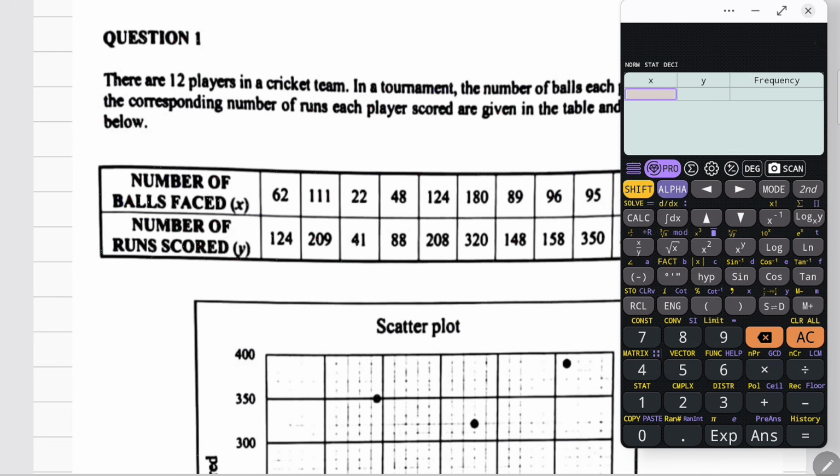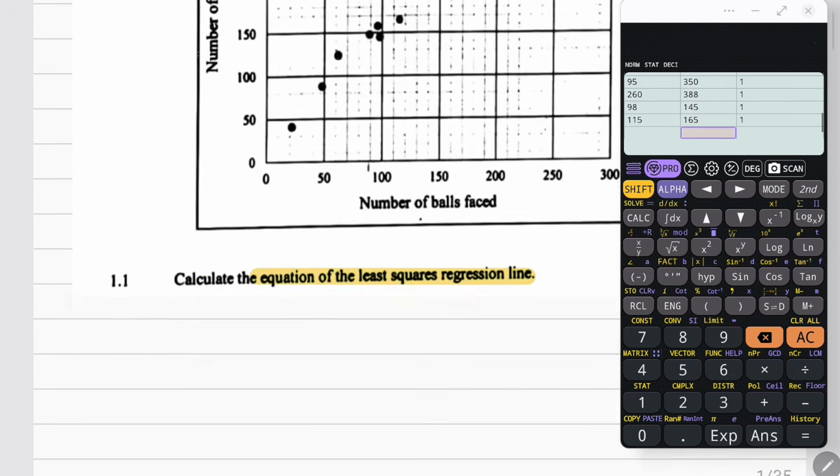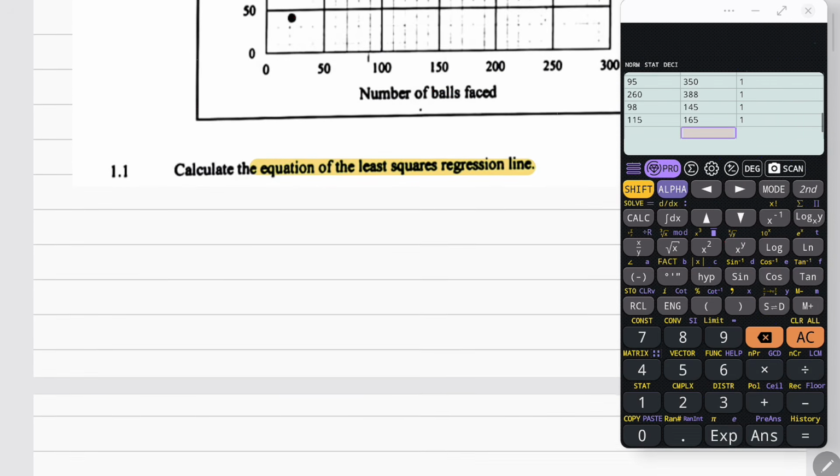Then you can go ahead and put in these values, your X values and your Y values. Make sure that you have 12 at the end. On your calculator, the number that you're at is going to show, like this is number 1, this is number 2. So just make sure you end at 12 numbers for both rows.